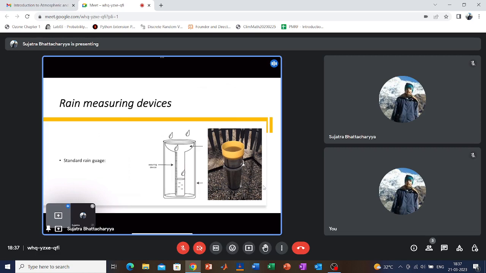So among these rain measuring devices, the first is the standard rain gauge. What is the standard rain gauge? You can see the standard rain gauge picture shown here, and it is covered with several barriers, so that it's not easy for animals to come, and winds particularly do not disturb the rainfall. This measures the actual amount of precipitation. It gives the actual amount of rainfall for that particular area.